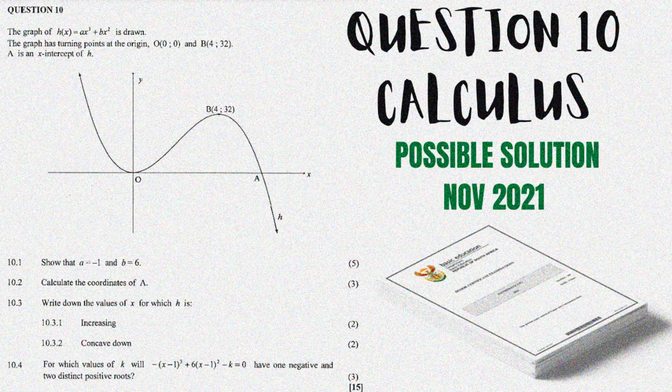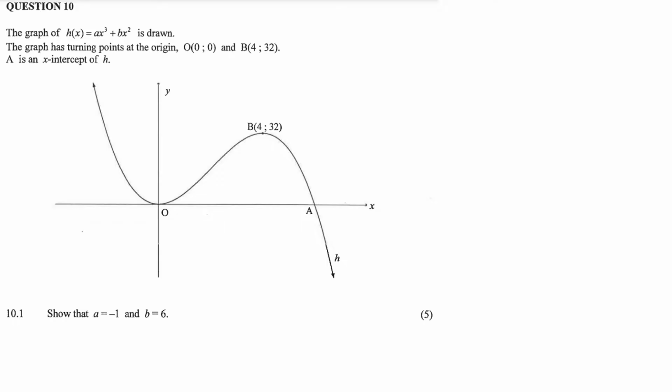Today we're going to look closely at question 10 from your final examination, Grade 12, November 2021, and this is calculus. Question 10: The graph of h(x) = ax³ + bx² is drawn. The graph has a turning point at the origin, that is at O, (0; 0), and at B, (4; 32). A is an x-intercept of h, as we can see on the graph. 10.1: Show that a = -1 and b = 6.